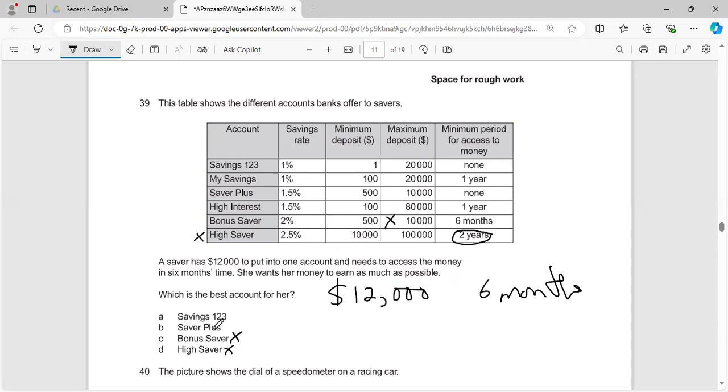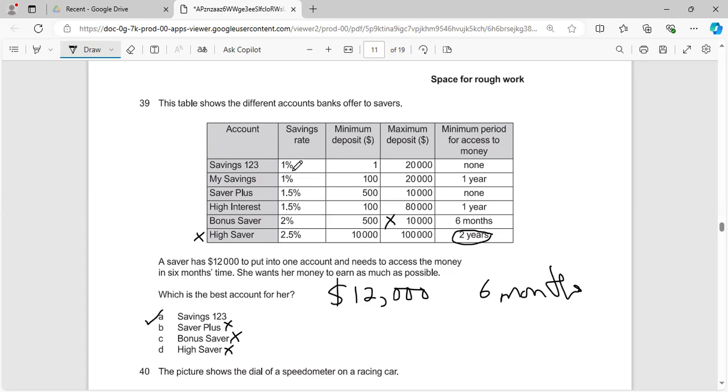Right, we could look at saver 123 and savings 123 and saver plus. We could look at saver plus first. Saver plus says 1.5%, not a bad rate, $500, but the maximum of 10,000 again. So that means a savings. But let us look if it actually works.